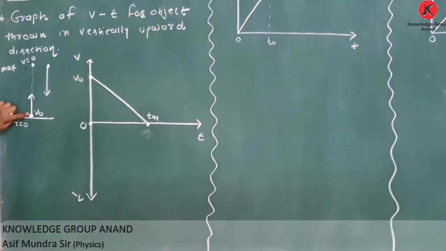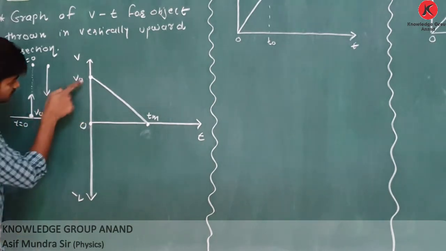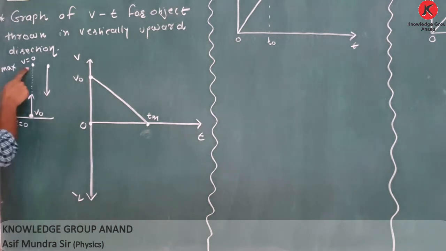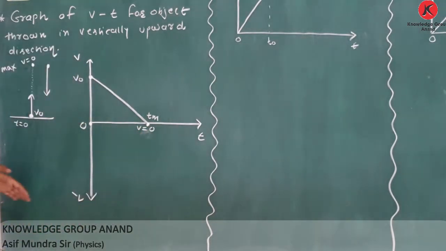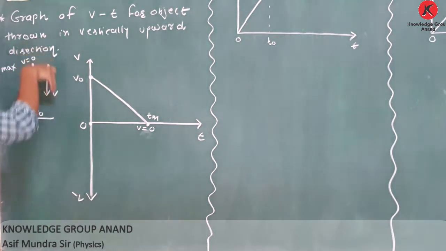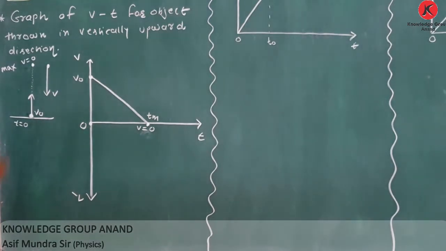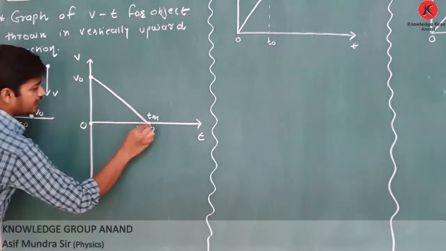Again, when it is thrown vertically upward with velocity v0, at time t equal to 0 its velocity is v0. When it reaches maximum height, its velocity will become 0. Here its velocity will become 0. Clear about this? Now from this point, it is moving in the vertically downward direction. Initially velocity is in the upward direction. Now velocity is in the downward direction. So if you are taking this velocity positive, you have to consider this velocity negative. And at this point it is 0.